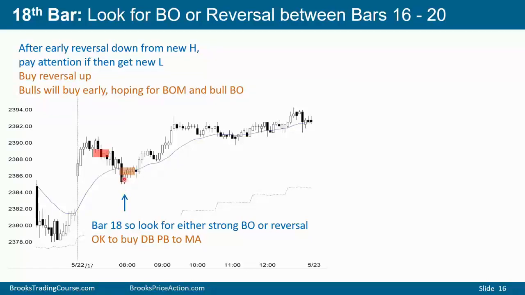It's also bar 18. Remember I said that if the market breaks below the low of the 18-bar range, it probably will not get above the high of the day. And if it breaks above the high of the 18-bar range, that probably means the low of the day is in. It will not break below the low.